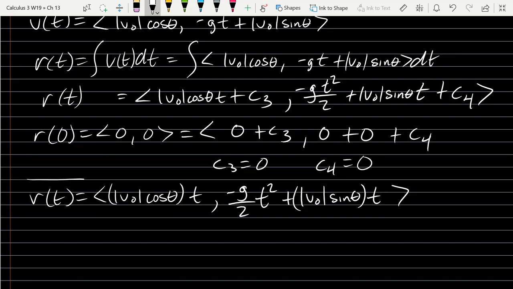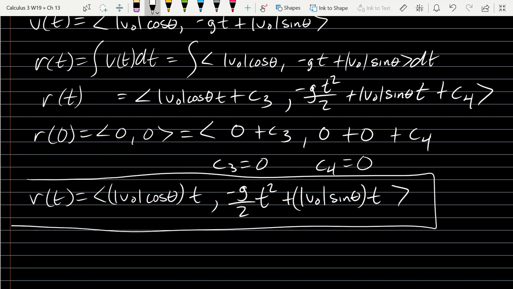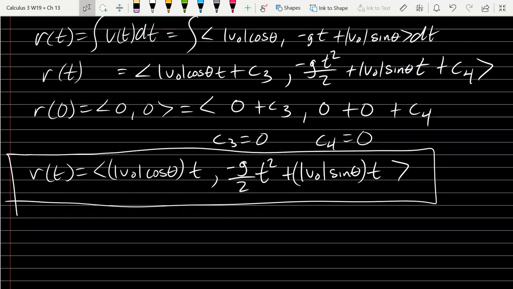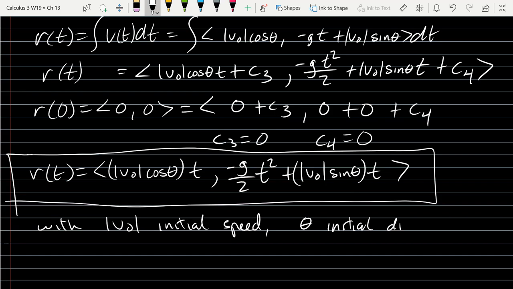So this is ideal projectile motion, with magnitude v0 initial speed, theta initial direction of velocity, and g is gravity.